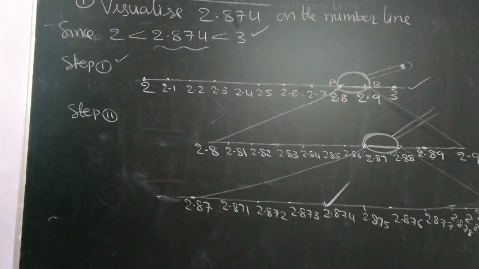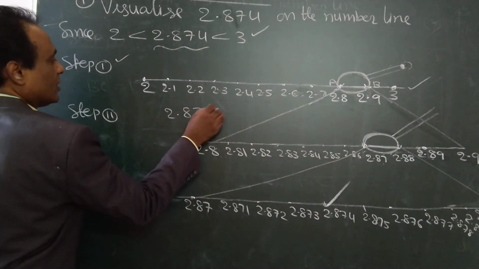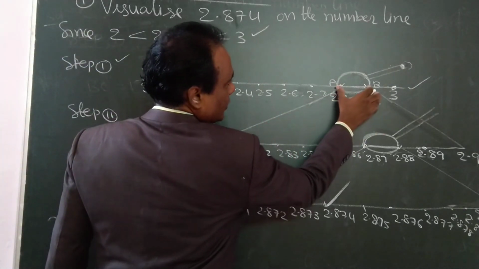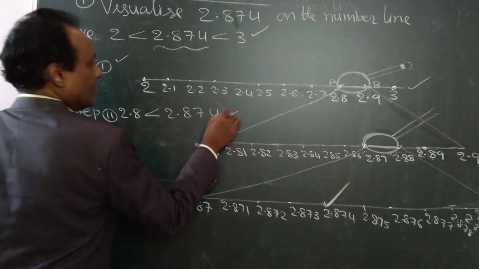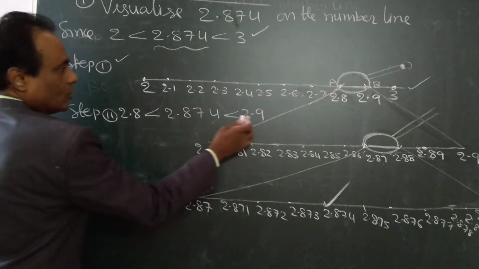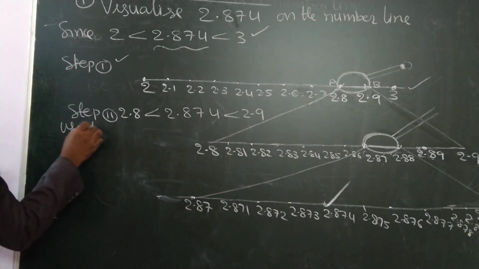Step 2. Our number 2.874 lies between these two numbers. So here it will lie. It will lie between 2.8 and 2.9. This number will lie between 2.8 and 2.9. Write down. Use the magnifier.